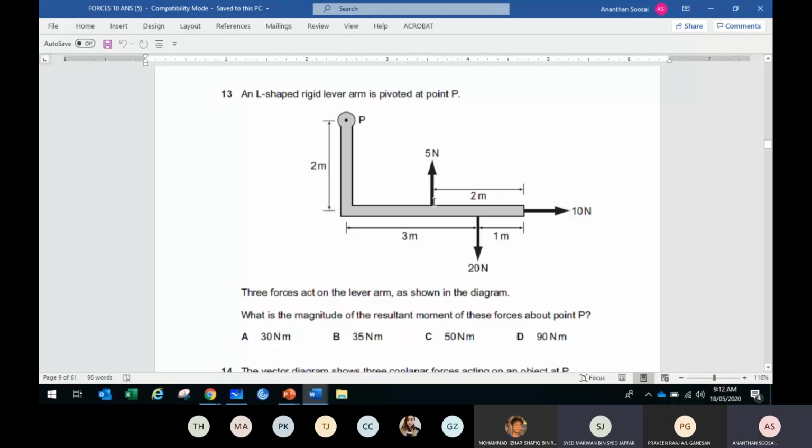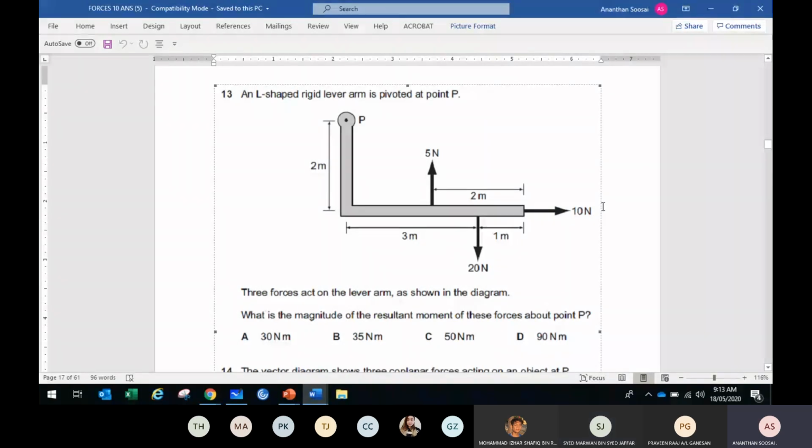So first, you identify what? Check the moment caused by these three forces. Which one is clockwise moment? Which one is anti-clockwise moment? You have to figure out that first. P is the pivot. Does the 5 Newton give a clockwise or anti-clockwise moment? Go around the pivot. So 5 Newton gives an anti-clockwise moment.